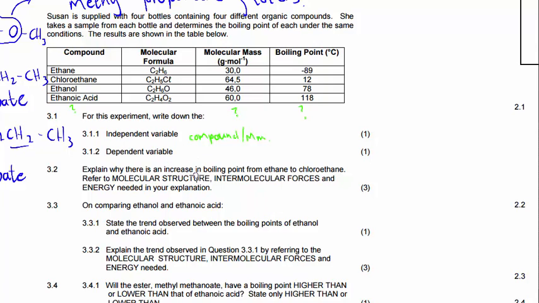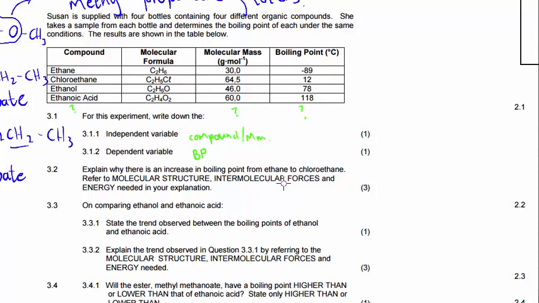Okay, what is the dependent variable? That's the boiling point. The boiling point depends on the thing that you changed. If you change the thing in the container that you're boiling, then the boiling point is going to change. You understand? But you can't change the boiling point of the substance itself. So the dependent variable is boiling point.